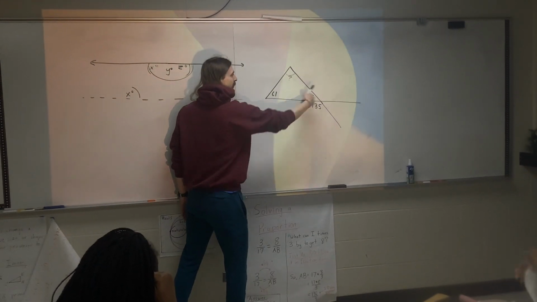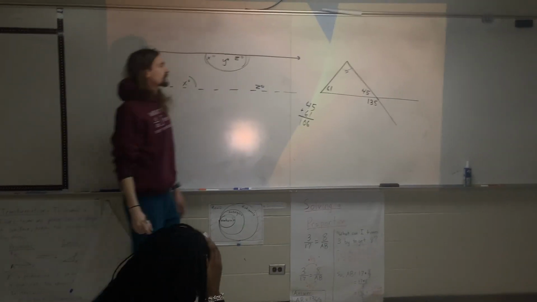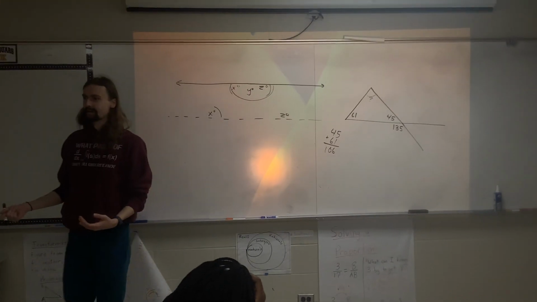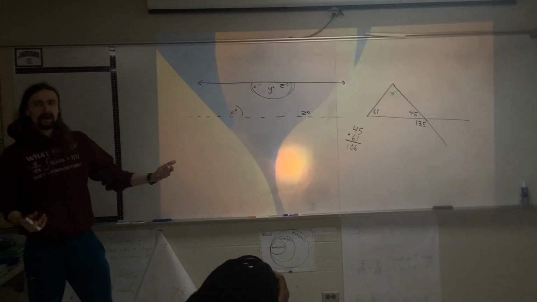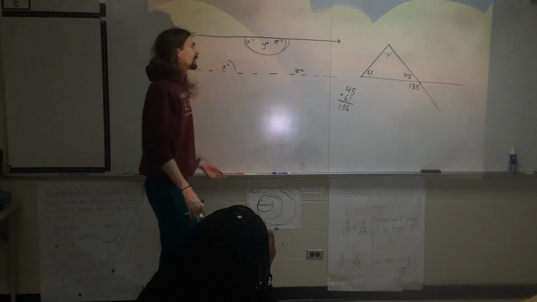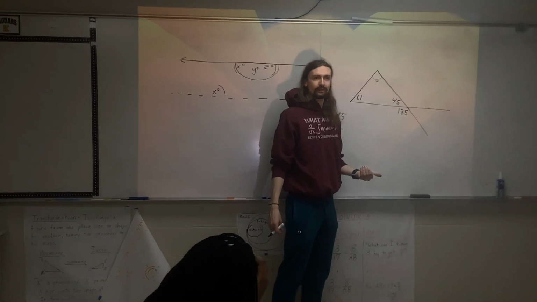Because the whole triangle has to add up to what? 180. Notice that it's not like 135 and 61. You can't just pull the numbers out of nowhere, right? You can't just take 135 and 61 and add them together and expect that that's going to help. But what you can do is find out the complement or supplement of each angle.